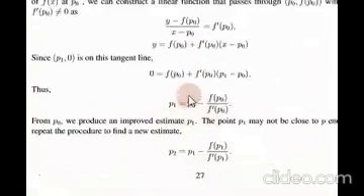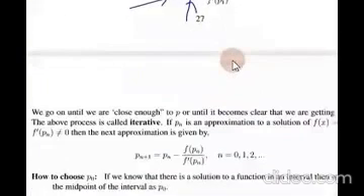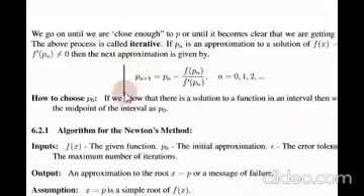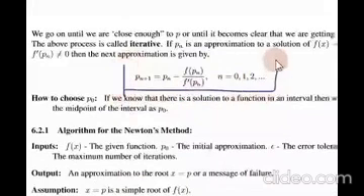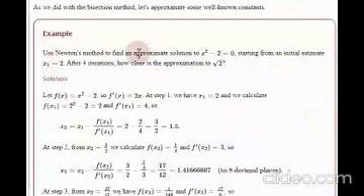Let's apply this method to a problem. Look at this. This is our x naught, our initial guess, and this one is the first iterate. Then we find the second iterate using the first iterate, using this formula here. This is the general recurrence relationship of Newton's method.